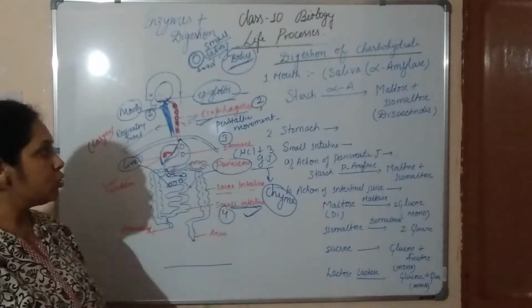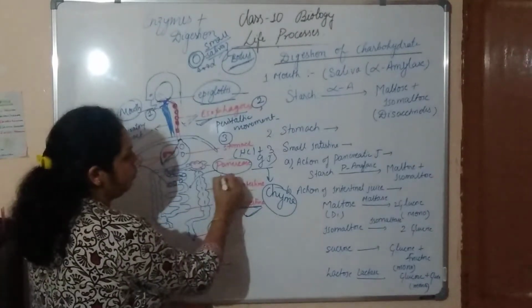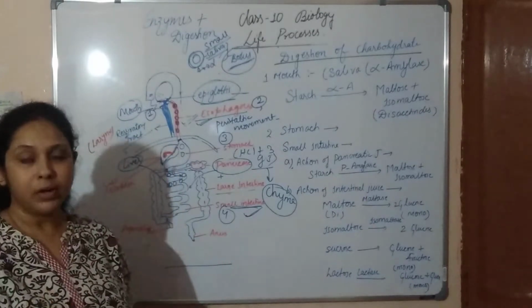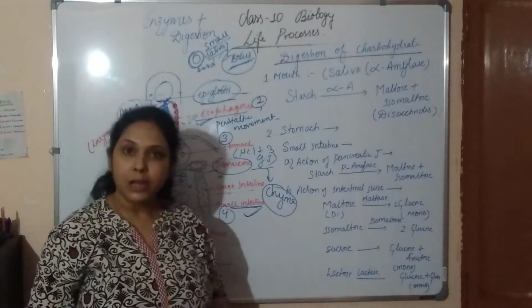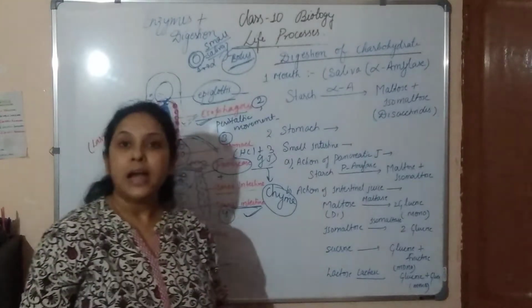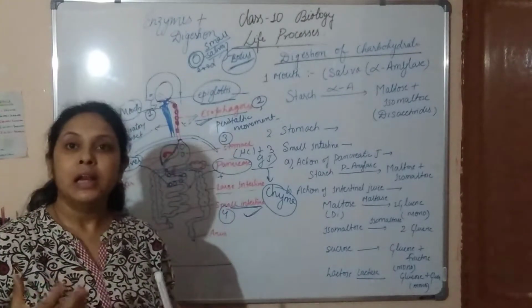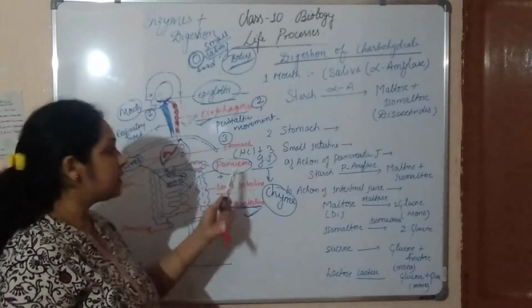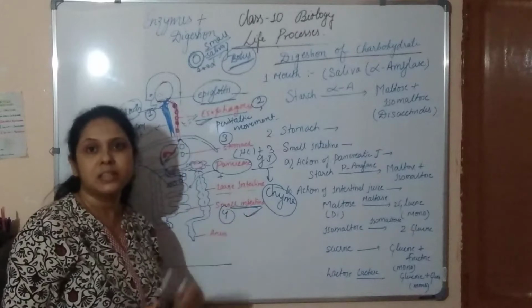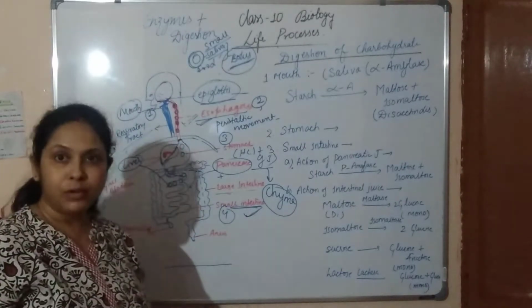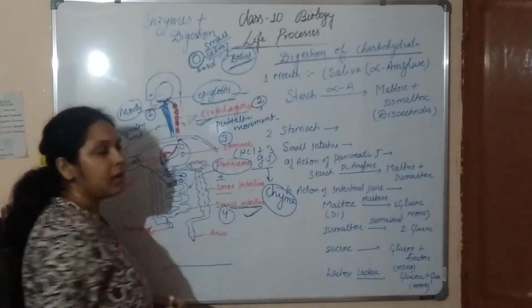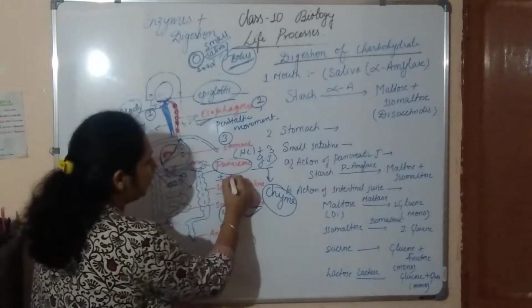This pancreas juice, also called pancreatic juice, is very important and contains different types of enzymes to digest carbohydrate, lipid, fat, or protein. So it contains all the enzymes for the digestion of different components, nutrients. Now, this also contains bicarbonate ion.